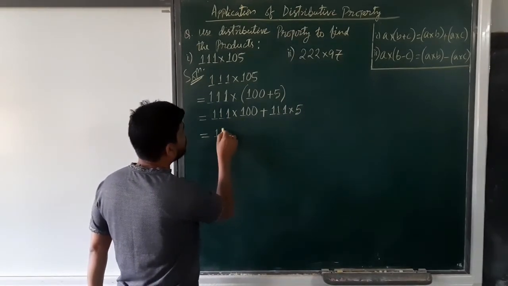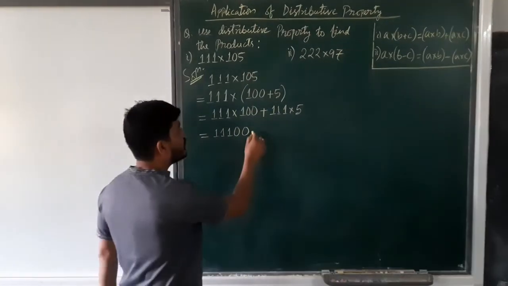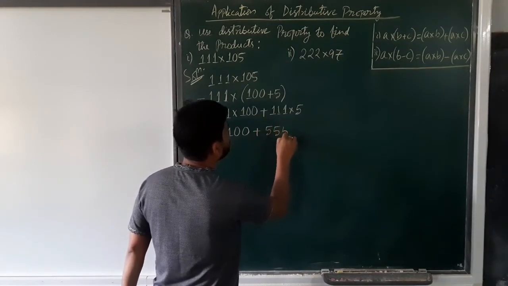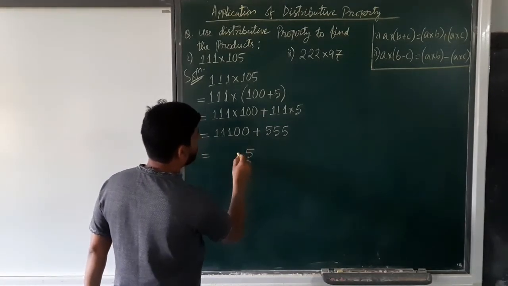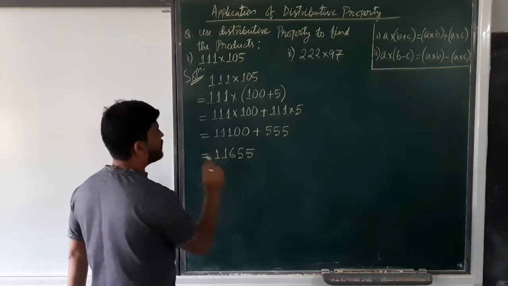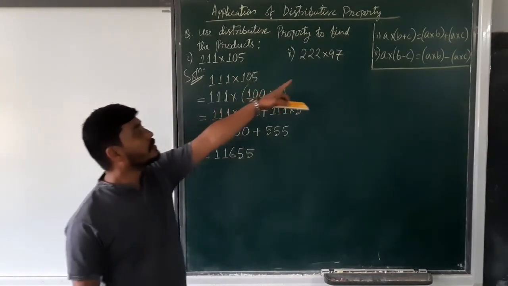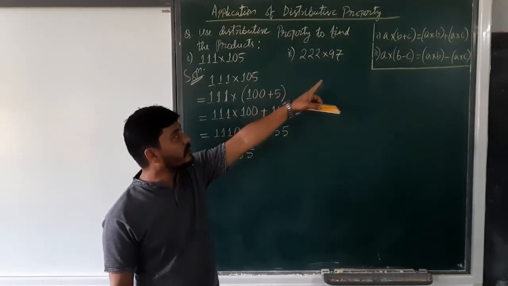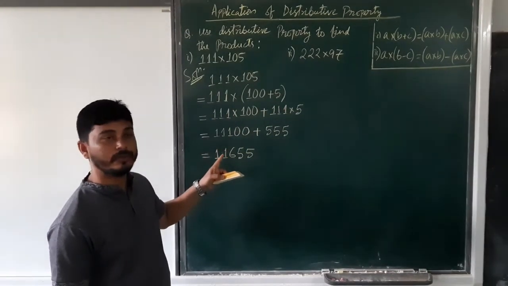111 into 100 is 11,100 and 111 into 5 is 555. So now you add both the numbers, it will be 11,655. So this is how the distributive property of multiplication over addition is used here. I hope it is clear to all of you.